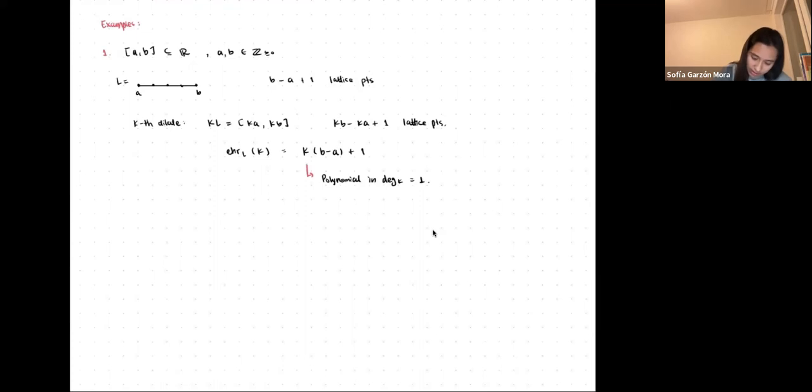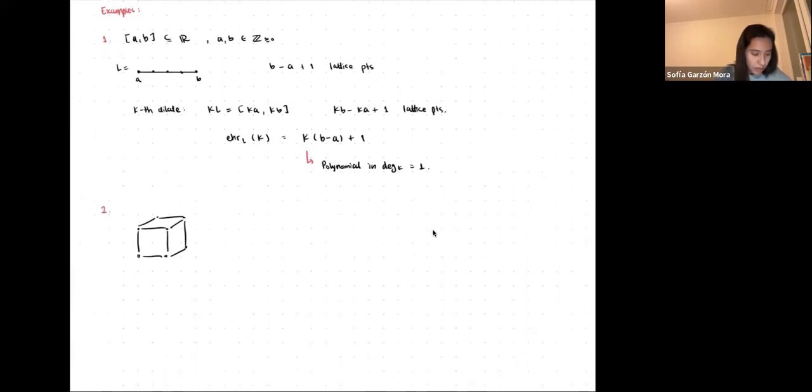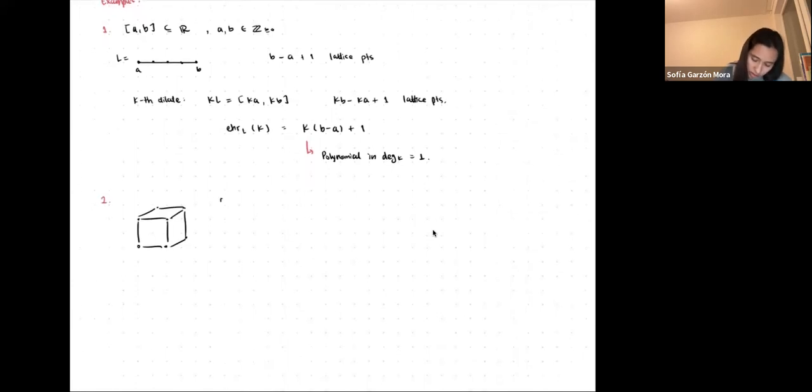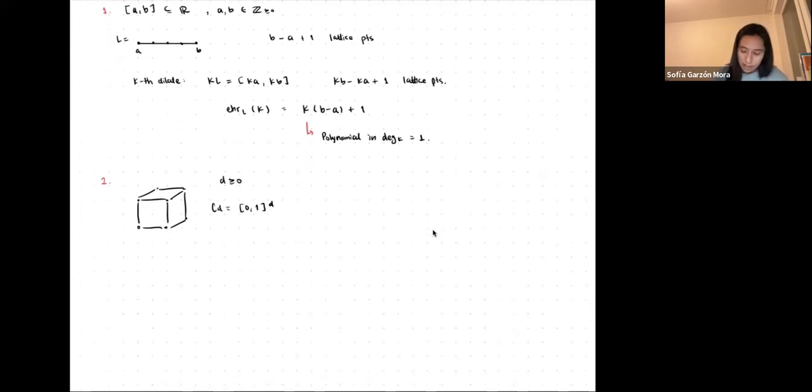Okay, and then let's do a second example just to make sure we're all on the same page. So what if I take the unit cube and I ask you the same question? How many points? Wait, let me do this more generally. I can take the cube in any dimension. So let's do this. The picture is just for reference because I can draw higher, but what is the Ehrhart counting function of this cube?